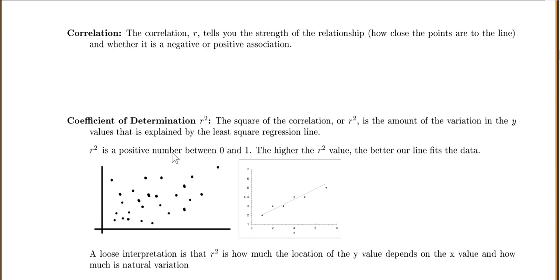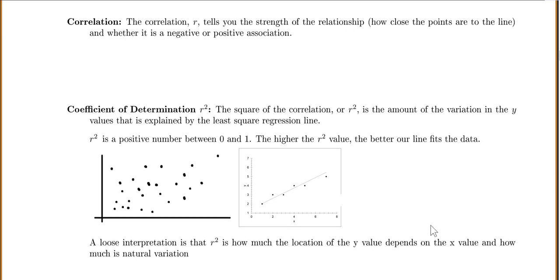So r squared is a positive number between 0 and 1. The higher your r squared value, the better our line fits the data. Let me show you what I mean by this. I have two different data sets here. For this first data set, my line of best fit would look something like this.